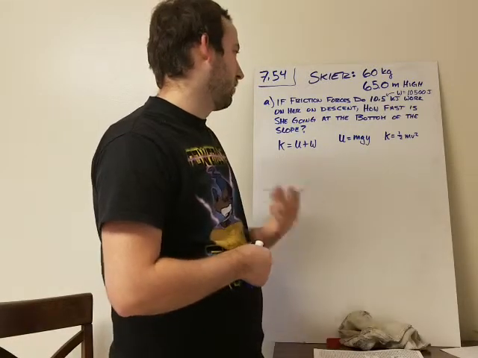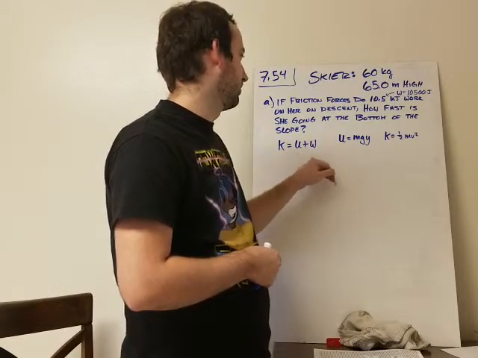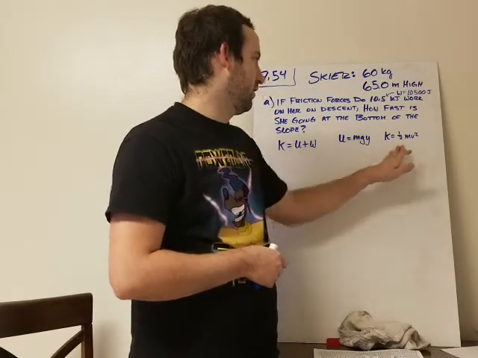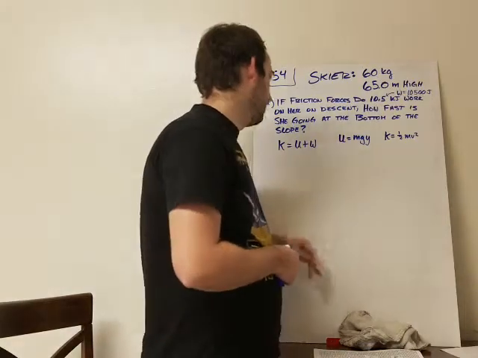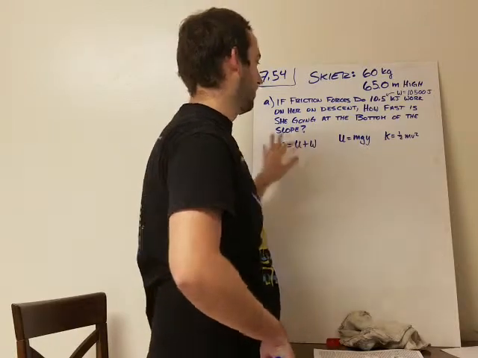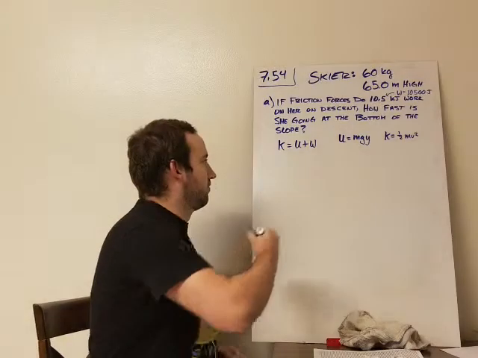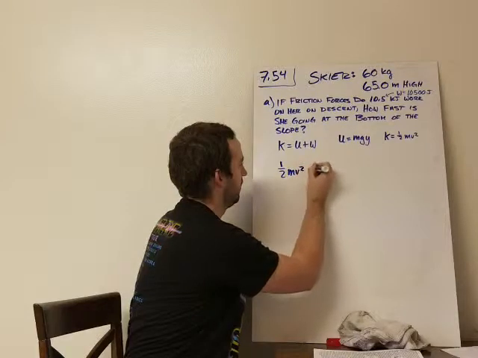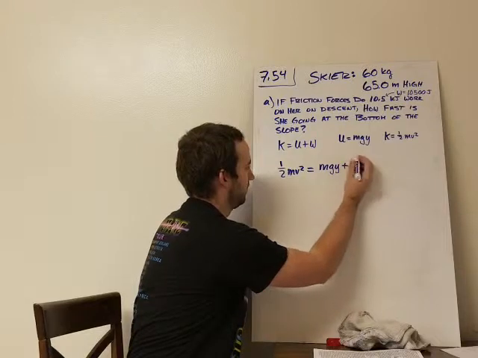So the equation we'll need is our energy equation. Kinetic energy equals potential energy plus work. Potential energy equals mgy, and kinetic energy equals 1/2 mv squared. So to solve this, let's combine all these together. We'll end up with 1/2 mv squared equals mgy plus work.